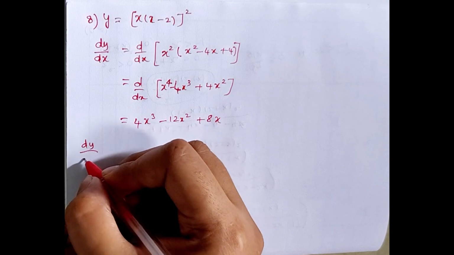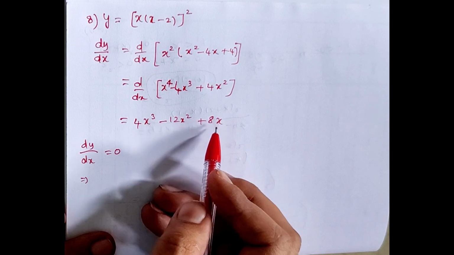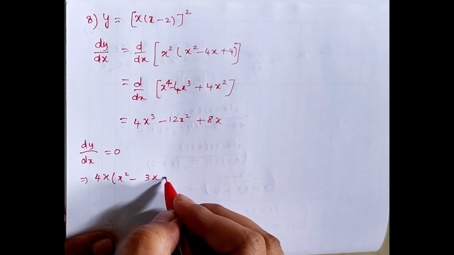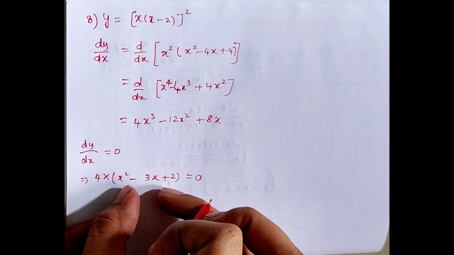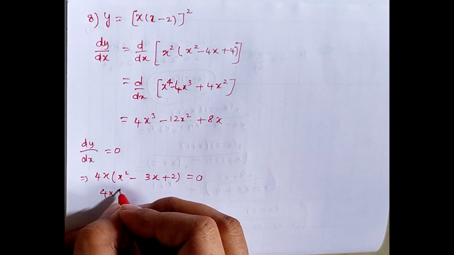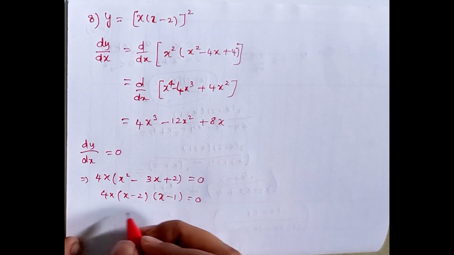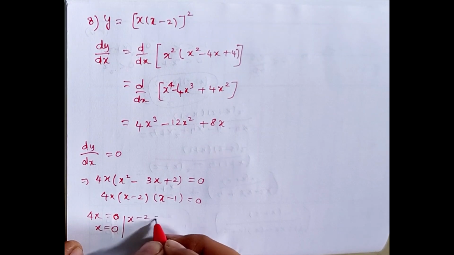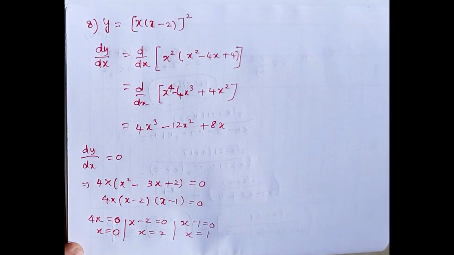When we equate this to 0 to find the x value, overall we can take 4 as common and x as common. So 4x into (x square minus 3x plus 2) equal to 0. So we have 4x equal to 0 and this term x square minus 3x plus 2 equal to 0. When we factorize this, we get 4x into (x minus 2) into (x minus 1). So we have 4x equal to 0, x is equal to 0 by 4, we have 0. x minus 2 equal to 0, we'll get x is equal to 2. x minus 1 equal to 0, we'll get x is equal to 1.